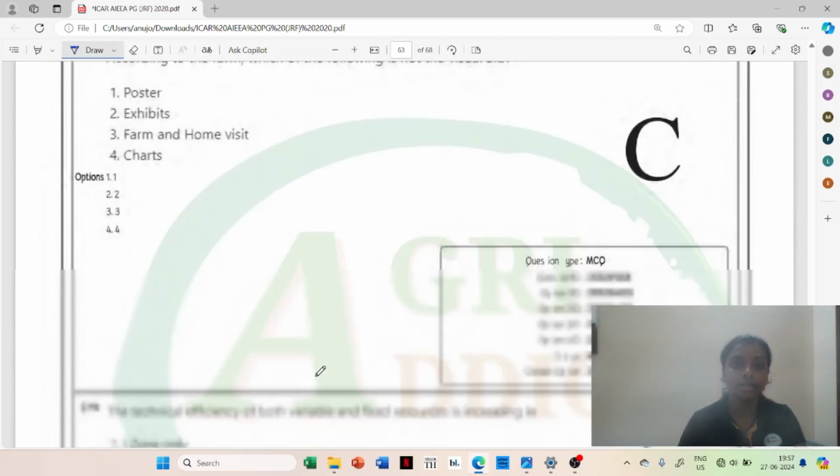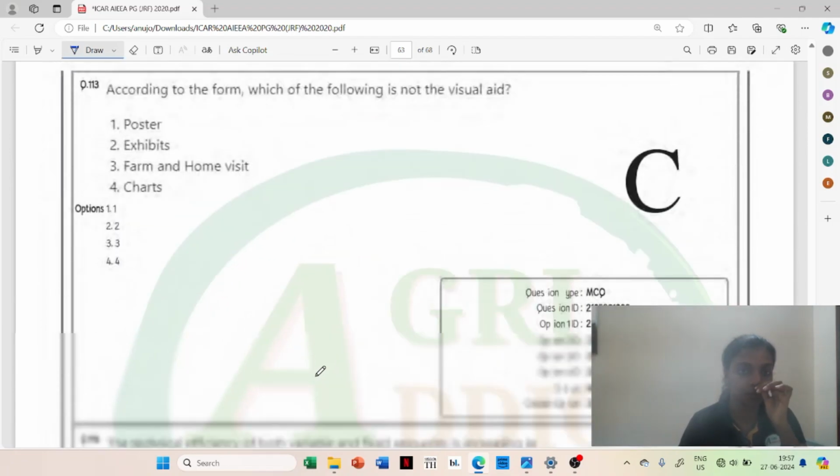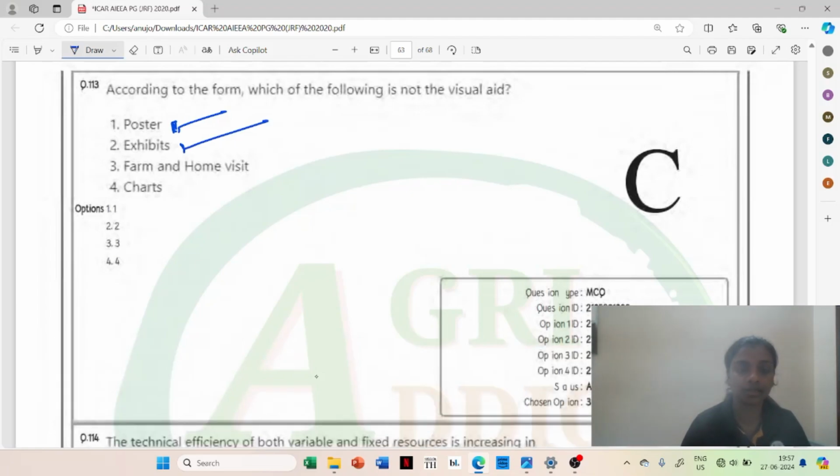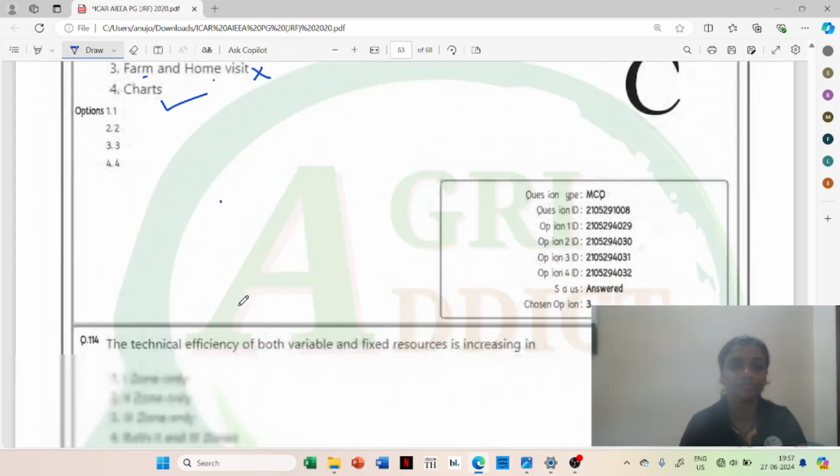Next one, which of the following is not a visual aid? So, poster is a visual aid. We can see whatever is displayed. And exhibition, obviously exhibits also can be considered as a visual aid. Farm and home visit means that the extension agent will be visiting the farm or the home of the farmer. That is not a visual aid. Chart is also a visual aid. So the answer is the third one, C.